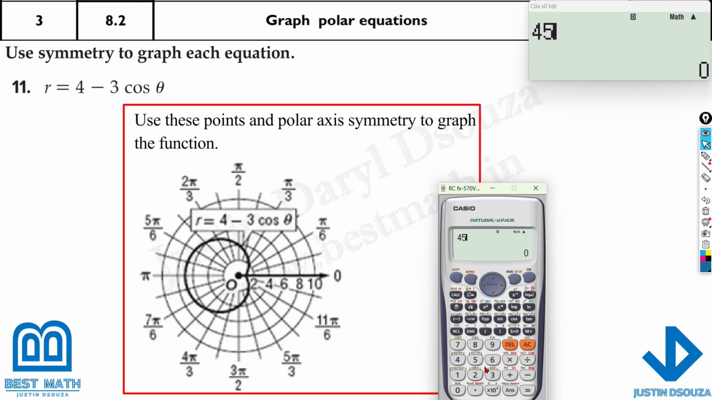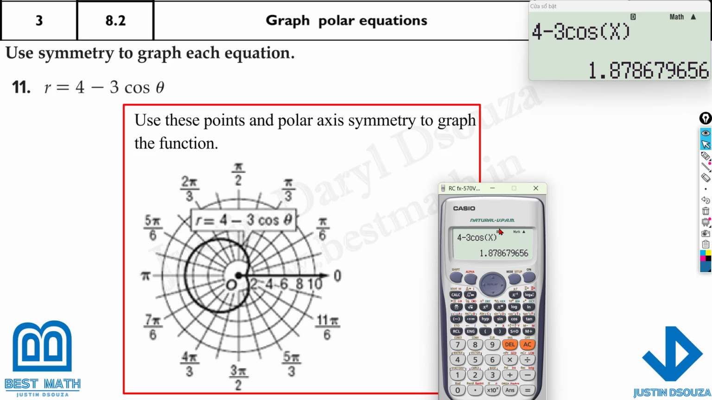And let's calculate it at 45. How much is it? 1.87. Is it true? See here, if you look carefully, this is the point. So it's just less than 2. Yeah, it's around 1.87. Yeah, that's correct. Similarly, you can try the other points.